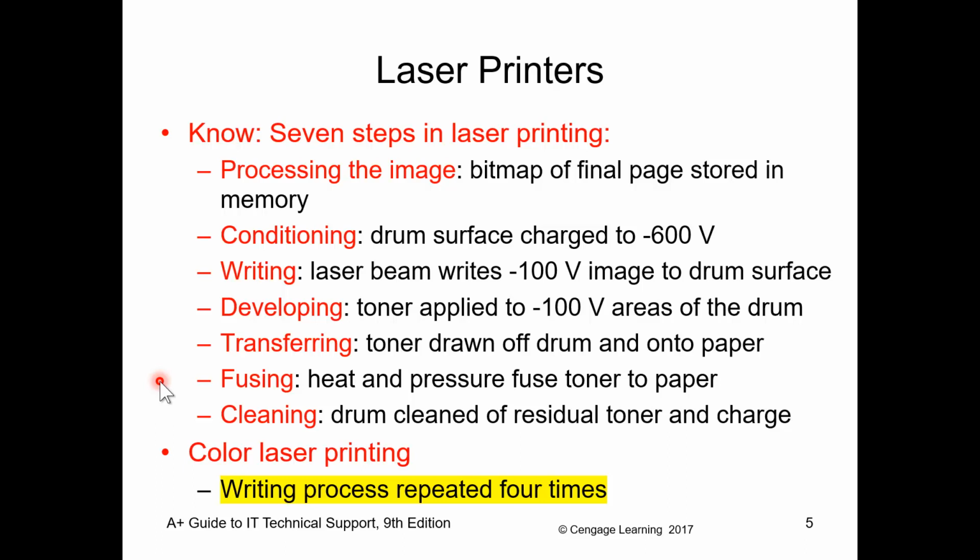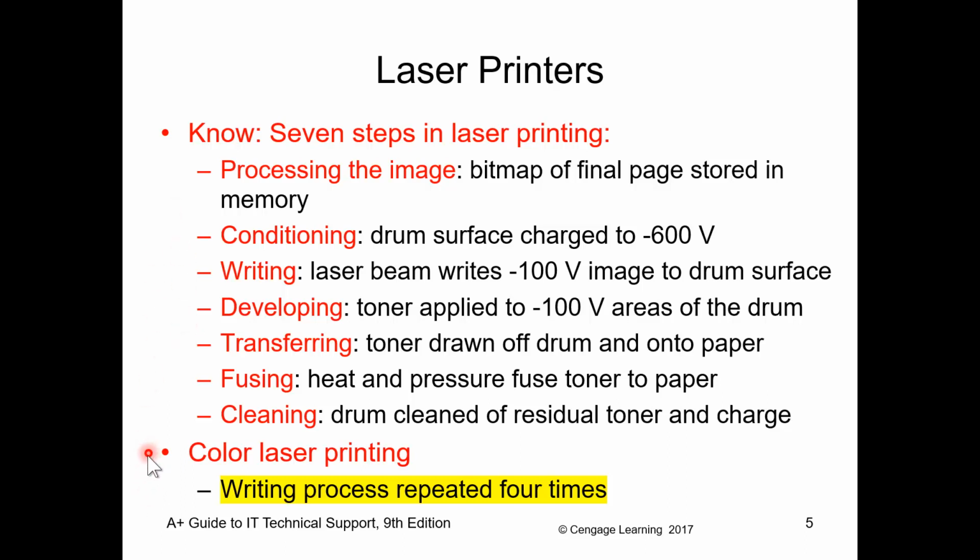Finally, you've got a little whisk that cleans the remaining residual toner and charge off of the drum, and then it's rinse and repeat. We go back to receiving the next page of information, conditioning the drum, and this can happen as many pages per minute as the printer can do. So if you have a printer that can do 60 pages per minute, it's doing this process 60 times per minute. So how do we get color on a laser printer?